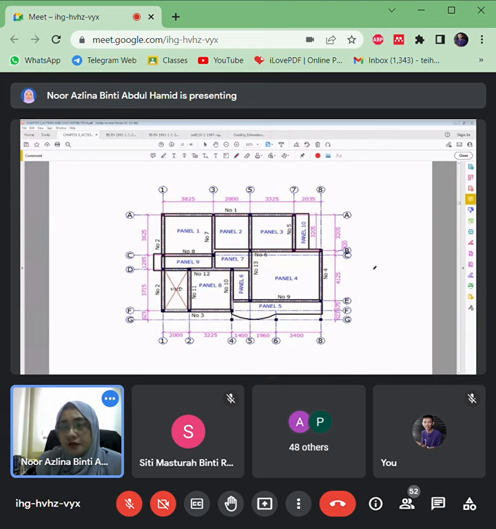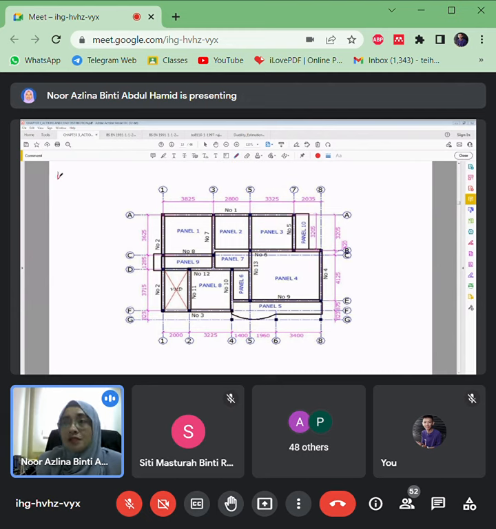Okay, so all of the slabs here, you can see, have their own boundary, have their own space, right? So it doesn't matter what the functions for each of the panels are, because we want to do some exercise on how to do a mapping, on how to distribute the load of the slab.